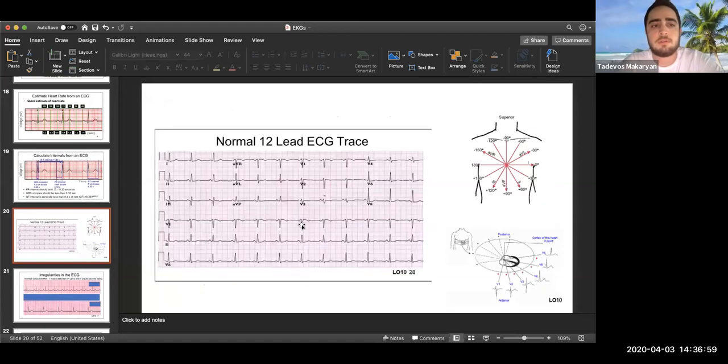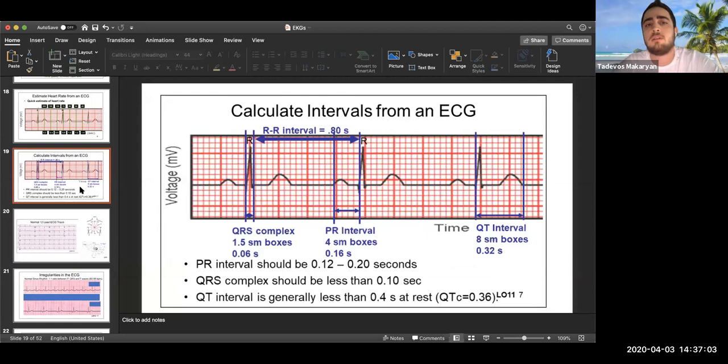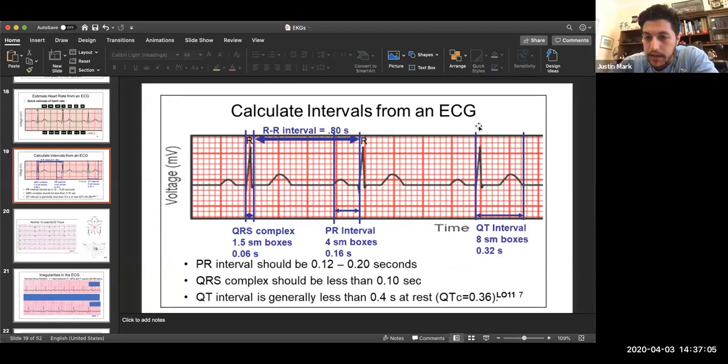Just a quick question, Justin. Is the QT from the Q to the end of the T or to the beginning of the T? That's a good question. The QT is from here to the end of the T. Okay, so the start of the Q to the end of the T. Yep. That's important because if you don't take it at the right spot, you could miscalculate it.